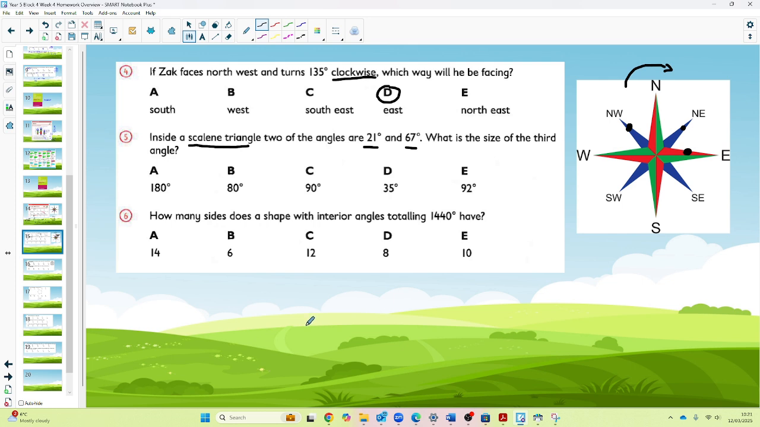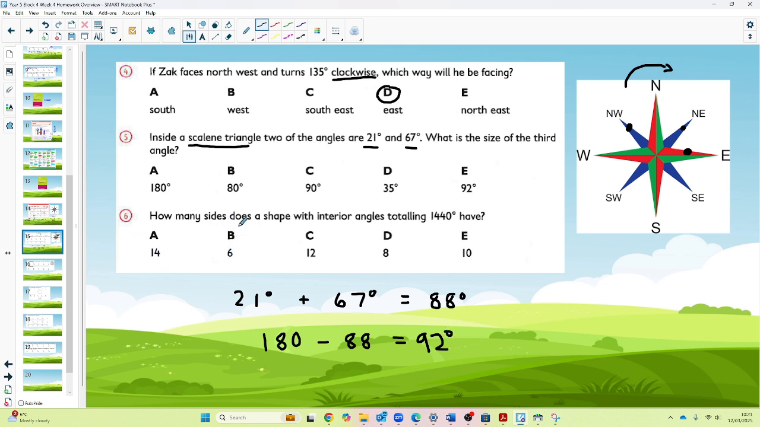So in order to work out the answer here, we're going to need to do 21 degrees added to 67 degrees. Hopefully you can probably do that in your head. So that gives you 88 degrees. And with that, we're going to need to subtract that away from 180, and that will give us our third angle. So 180 minus 88 gives us 92 degrees.